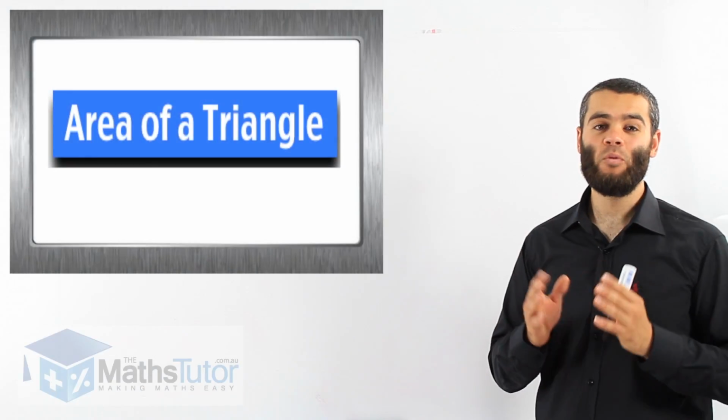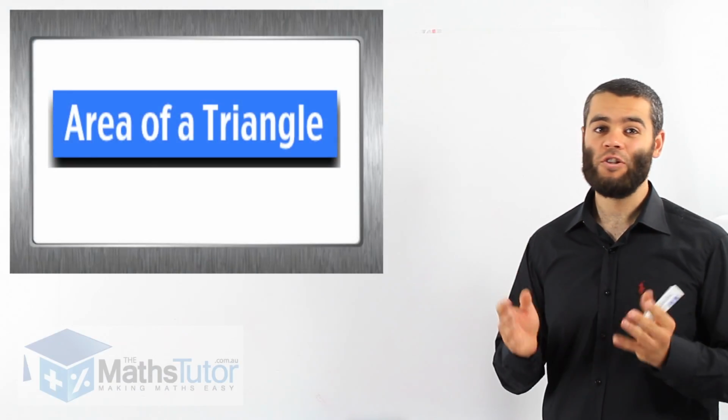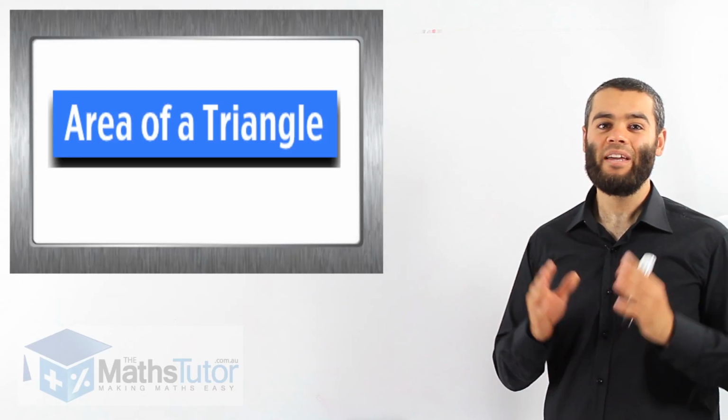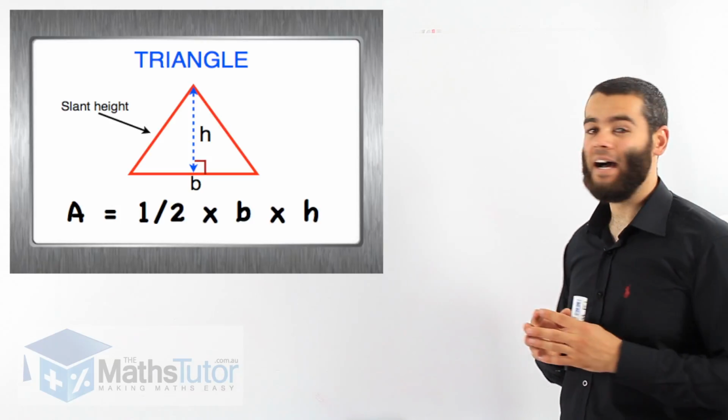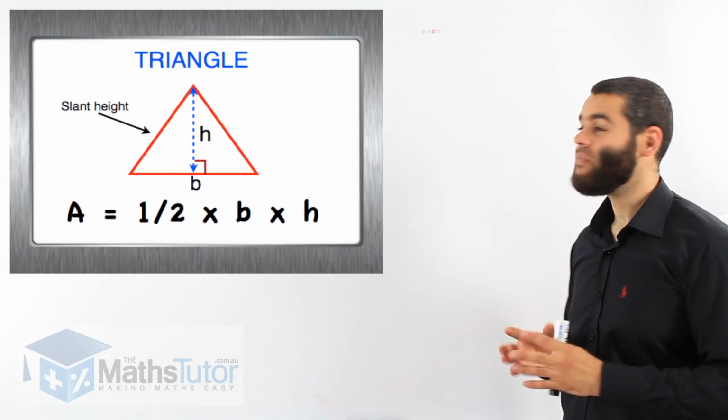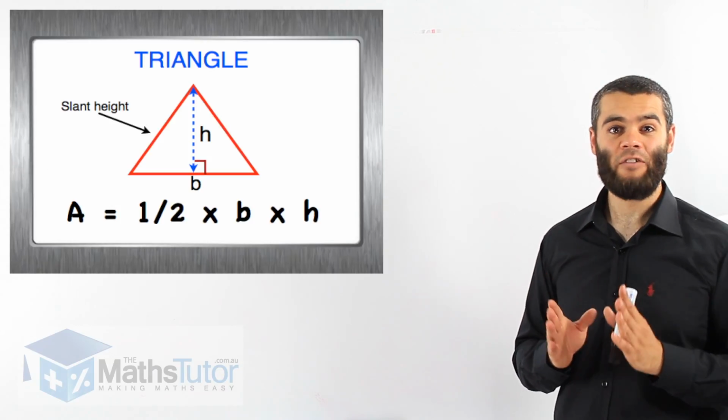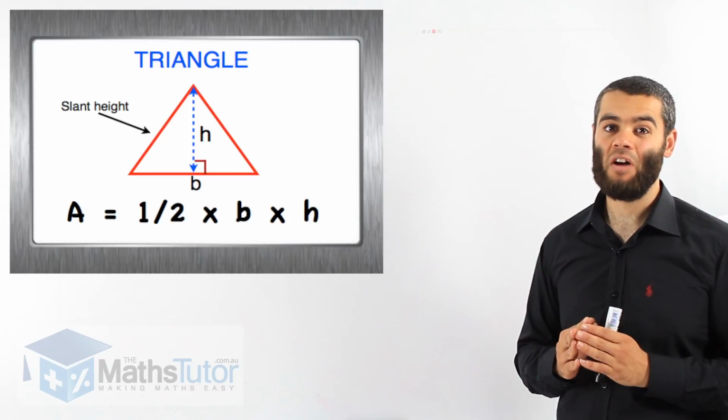I'm going to show you how to work out the area of a triangle. A triangle, like all other shapes, has a special formula. The formula for a triangle is half times base times height. Half times base times height.